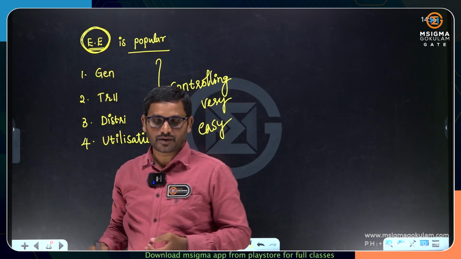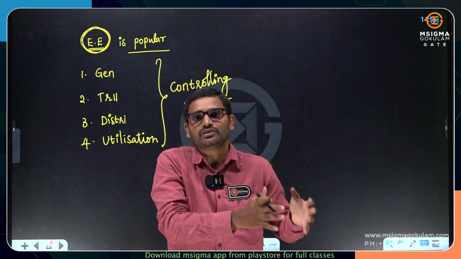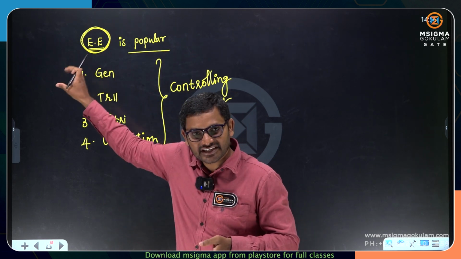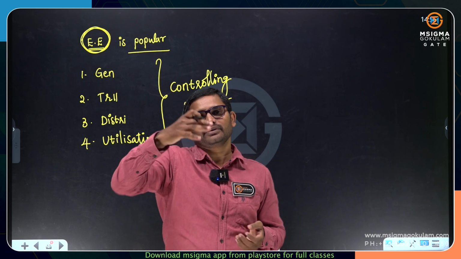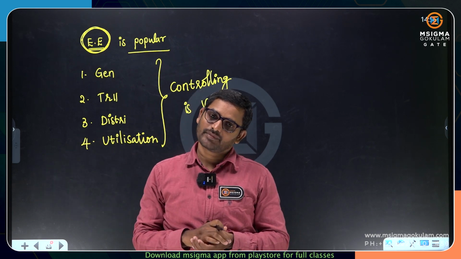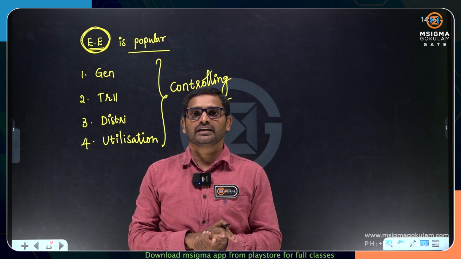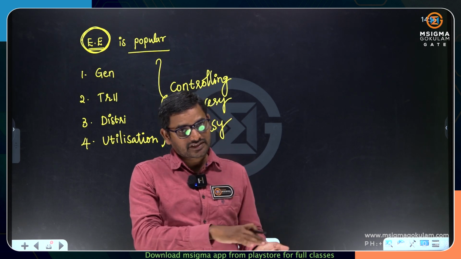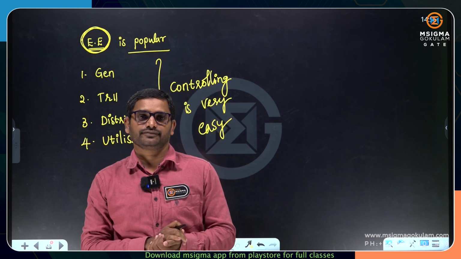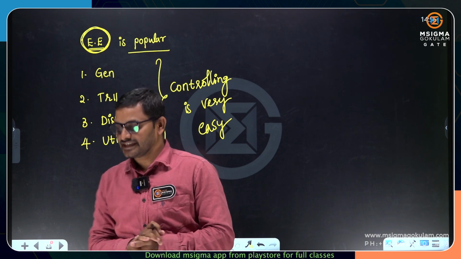That is the reason why electrical energy is very much popular, and electrical machinery is also popular. Because we use this electrical energy and try to convert it into any form of energy. If you want mechanical energy, convert into mechanical energy. If you want to convert electrical energy into mechanical energy, use the machinery.